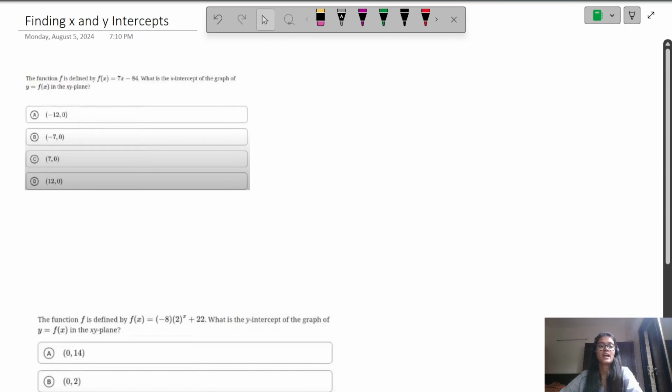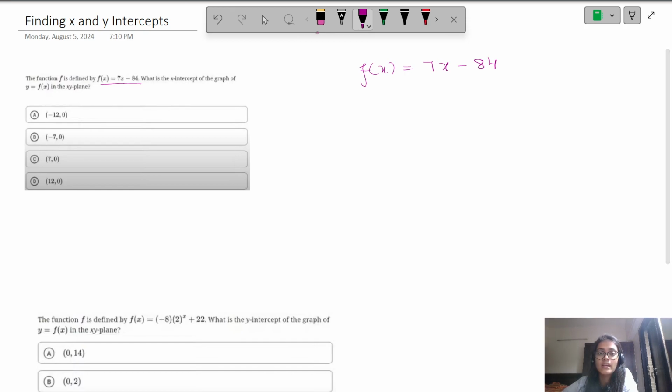The first one says that the function f is defined by f of x is equal to 7x minus 84. What is the x-intercept of the graph of y is equal to f of x in the xy plane? I will also be solving each and every question manually, and then we will check the answer on DESMOS, because as I always say, although you have DESMOS with you, you should know how to solve each and every question manually. So you have to find out the x-intercept.